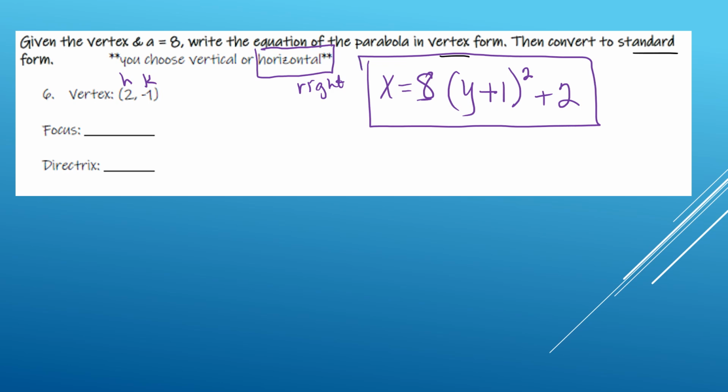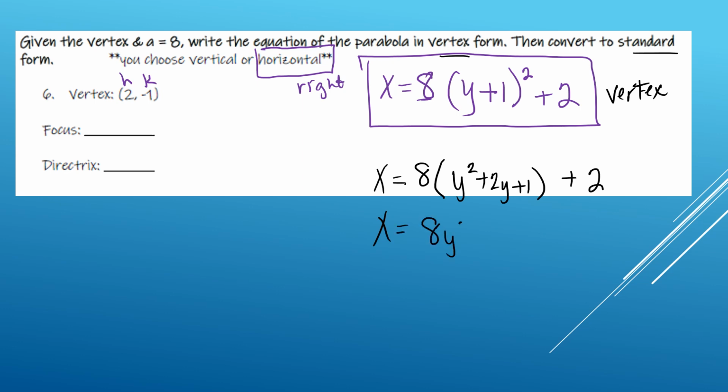Let's go ahead and convert it into standard form since we have the entire equation. That was a piece of cake. So that guy is vertex. We'll come back and get focus and directrix in just a smidge. That won't take us too long. So x is going to equal 8 multiplied by y plus 1 quantity squared. So that'll be y squared plus 2y plus 1 and then plus 2. Again, distribute the 8, so that'll be 8y squared plus 16y plus 8 plus 2, and then combine like terms. So in standard form, the equation of this one is x equals 8y squared plus 16y plus 10.